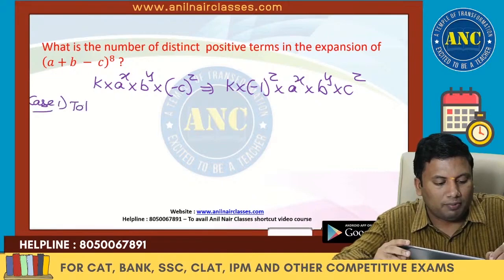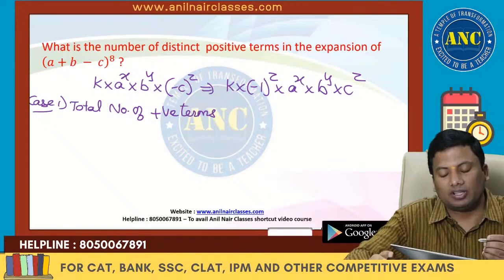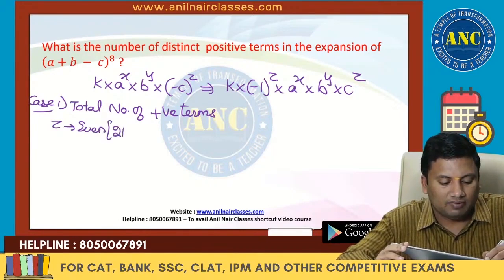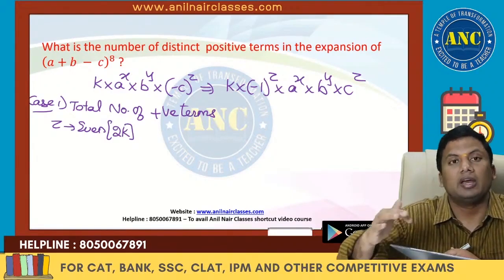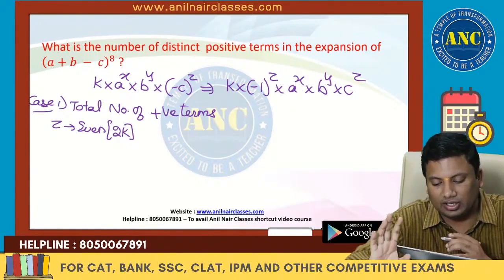Total number of positive terms. The answer should be positive. That means minus 1 power z should be positive, so z will be even. Any even number is of the form 2k. Minus 1 power 0 is also 1, so z can also take 0.